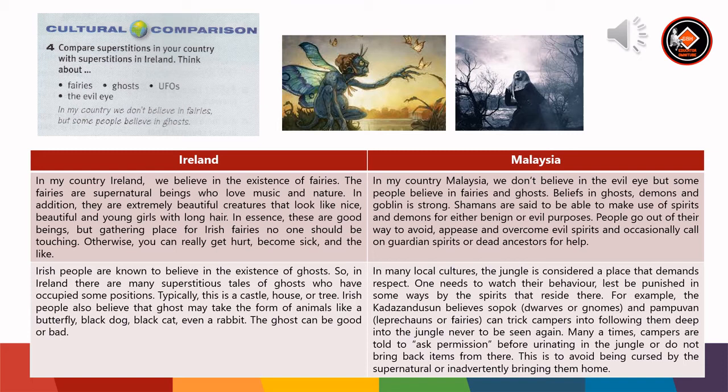For example, the Orang Asli believe Sok, dwarves or gnomes, and Pampuvan, leprechauns or fairies, can trick campers into following them deep into the jungle, never to be seen again. Many a time, campers are told to ask permission before urinating in the jungle or not to bring back items from there. This is to avoid being cursed by the supernatural or inadvertently bringing them home.